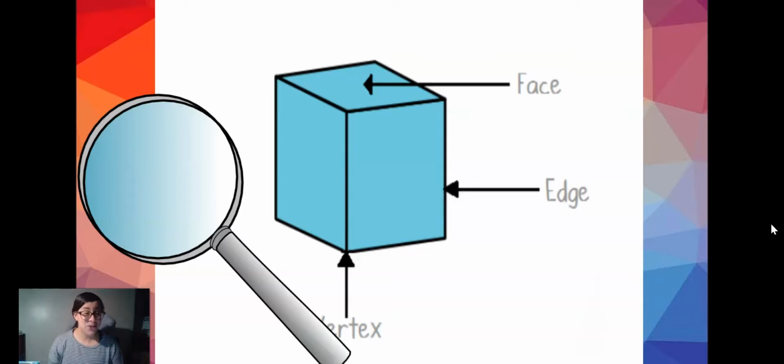Did you find any cubes in your classroom? I have a cube. It's a tissue box. There are the faces, there are the edges, and there's the vertex. Great job.